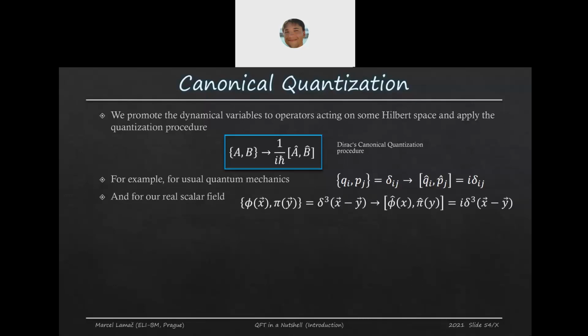This quantization procedure, this promotion, is somehow tied to quantum mechanics. Of course, if you are promoting the quantities to operators, you also have to make the assumption that there exists some Hilbert space on which they act. Right? We don't know what this Hilbert space is, but this is naturally part of the quantization. So we quantize in such a way.